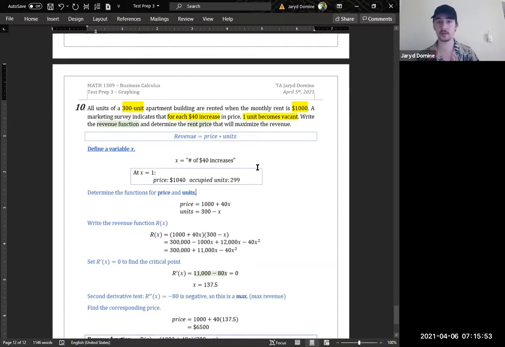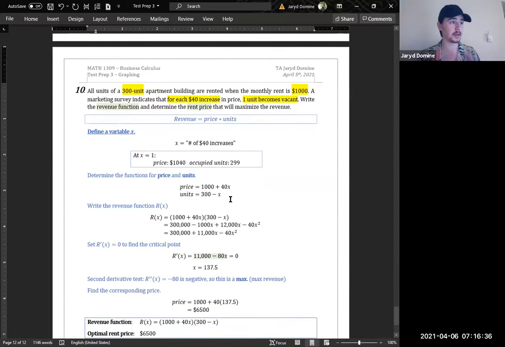This is probably the hardest step, just figuring out what this is going to be. The next step is to figure out what the price function and the number of units function are going to be in terms of x. The price is easy. We start out at $1,000, and every time we jack up the price, it goes up by $40. So the price is 1,000 plus 40x. Now the number of units: 300, and every time we jack up the price, it goes down by 1. So it's 300 minus x.